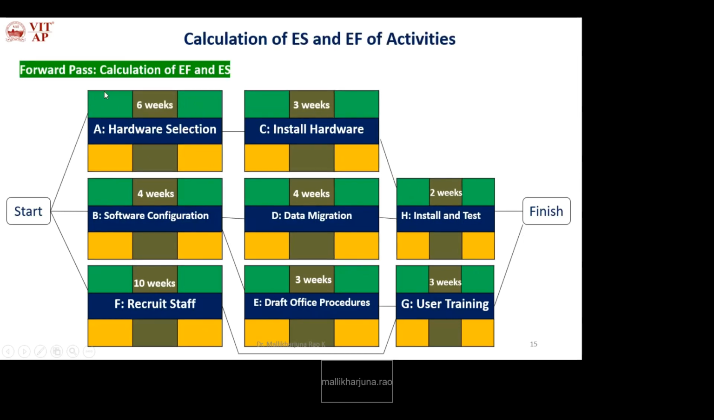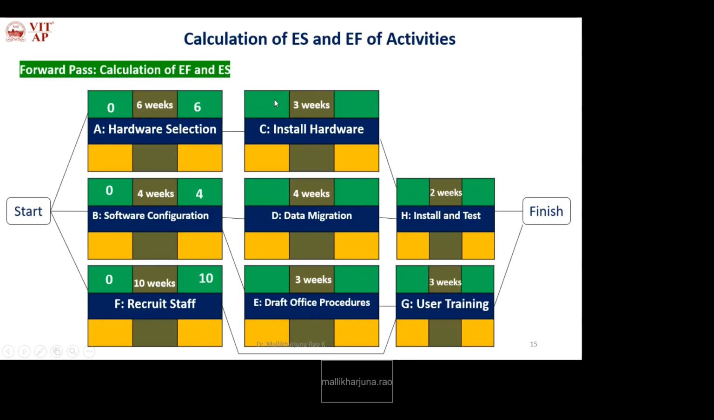So while calculating the early start and earliest finish, we have to use the forward pass, that is from left to right, start to finish. So by default, for start activities the early start is 0 because these are not having any precedence. So by default the early start for all these start activities is 0. Now how will you calculate EF? ES plus duration of the activity. 0 plus 6, how much? 6. 0 plus 4, how much? 4. 0 plus 10, 10.